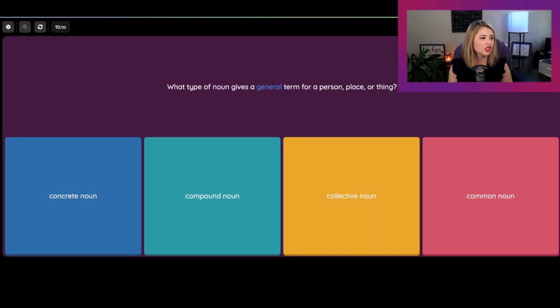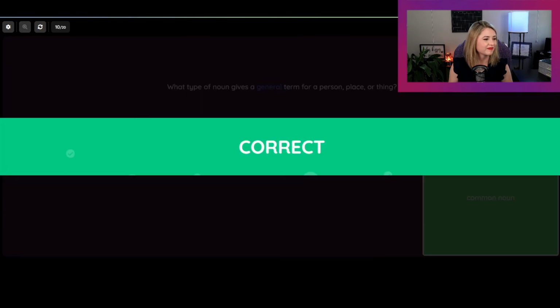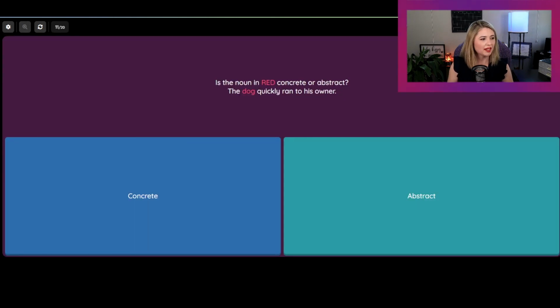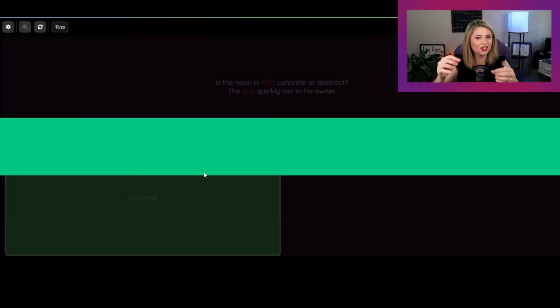What type of noun gives a general term for a person, place, or thing? Concrete noun, compound noun, collective noun, common noun. I haven't taught you about compound nouns because it was irrelevant for my lesson today. Well, a general noun, it's a common noun. Is the noun in red concrete or abstract? The dog quickly ran to his owner. So the noun dog, is it concrete or abstract? Concrete, because I can touch the dog.